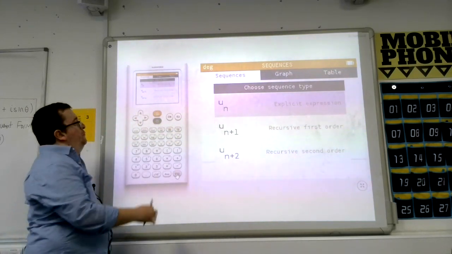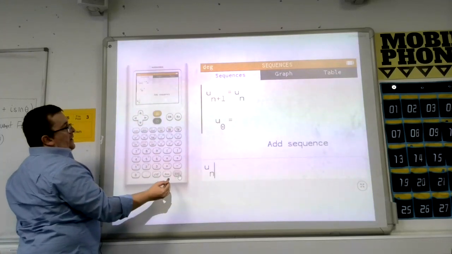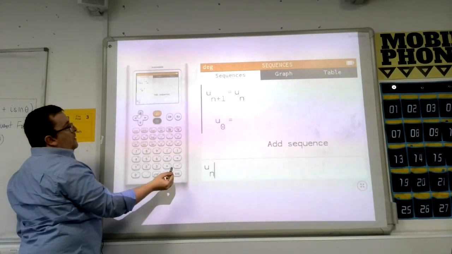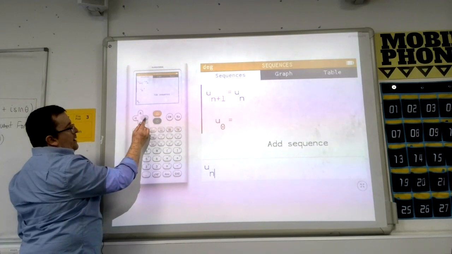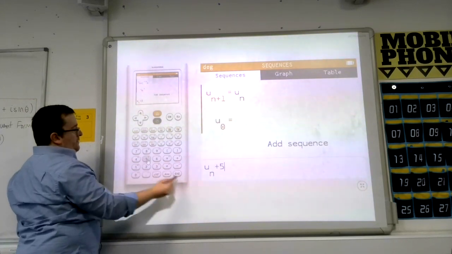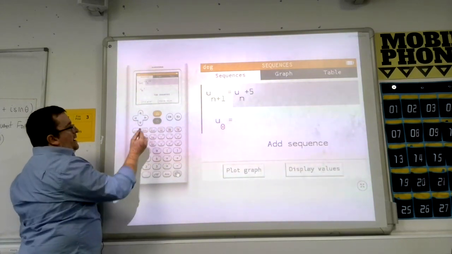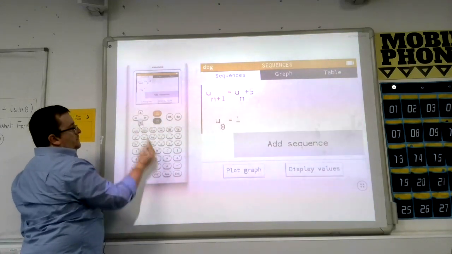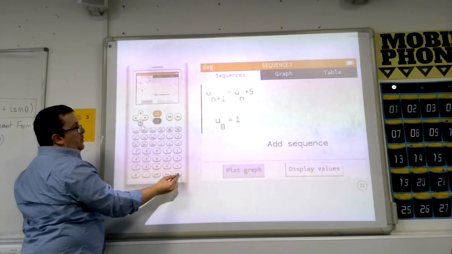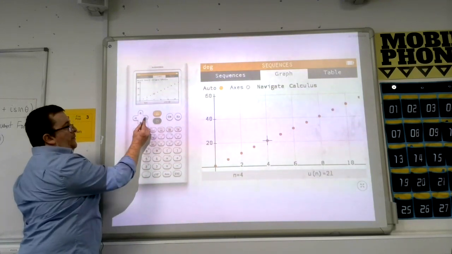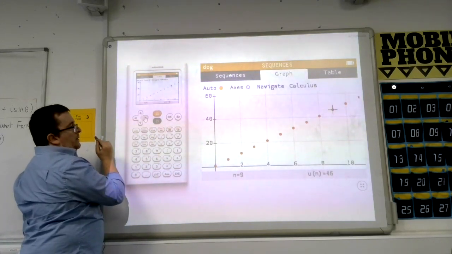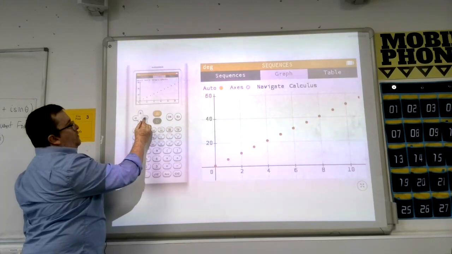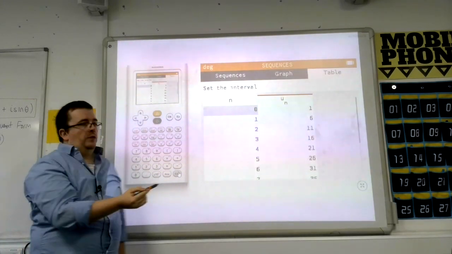But u n plus 1, for example, is equal to u n, so let's do u n plus 5. So it takes the previous term and adds 5, and I want to start at the number 1. Then you can plot the graph and it shows you the sequence. Pop, pop, pop, pop, pop. Or you can go to a table and it will tell you the sequence that way.